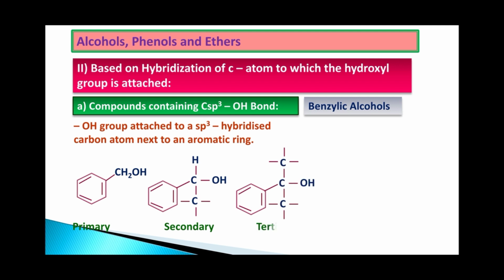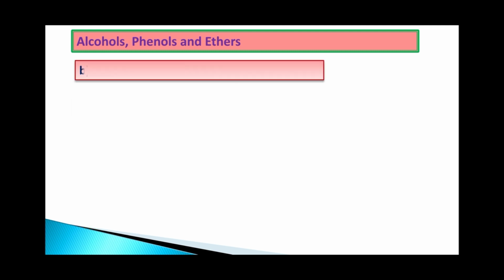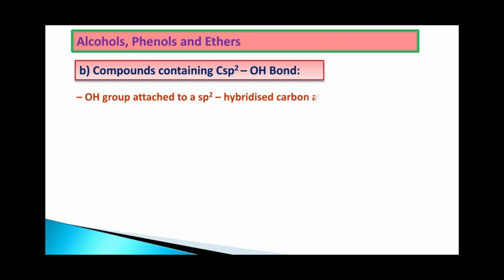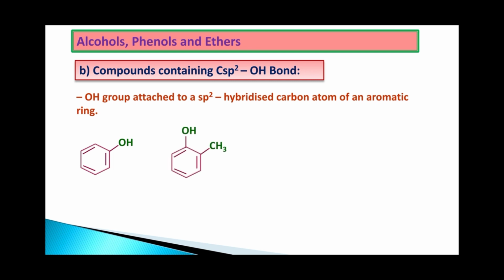Now the most important: compounds containing an sp2 hybridized C-OH bond, that is, OH attached to a carbon with sp2 hybridization of the benzene ring. Remember here, if it is sp2 hybridization of an aliphatic carbon, then it is called vinylic. But here it is benzene, hence it is called phenol. The OH group is attached to an sp2 hybridized carbon atom of an aromatic ring. An example is simple phenol. The second one is OH and CH3, that is catechol, which you have already studied.